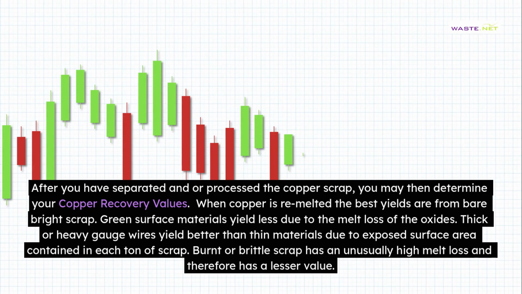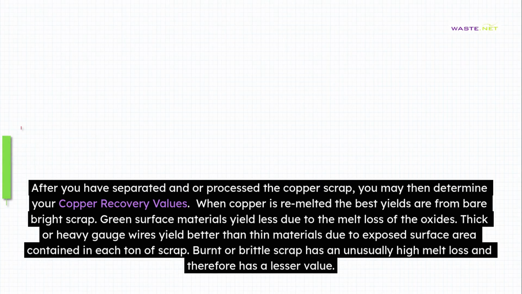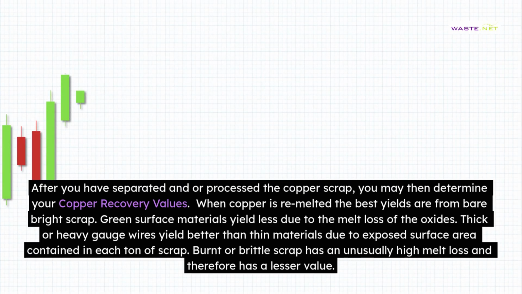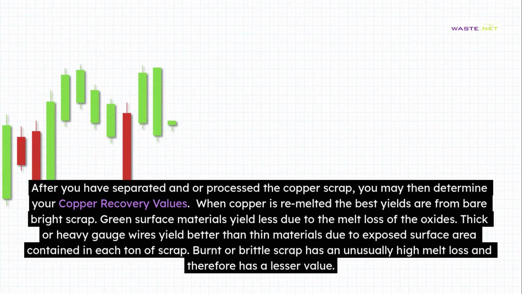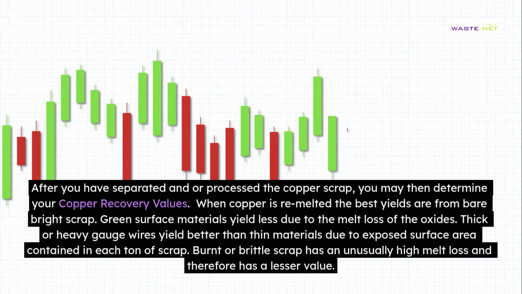When copper is remelted, the best yields are from bare bright scrap. Green surface materials yield less due to the melt loss of the oxides. Thick or heavy gauge wires yield better than thin materials due to exposed surface area contained in each ton of scrap. Burnt or brittle scrap has an unusually high melt loss and therefore has a lesser value.